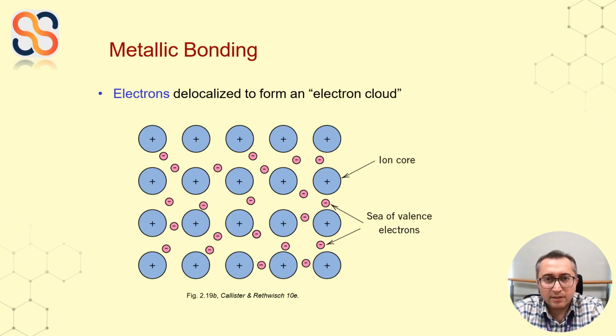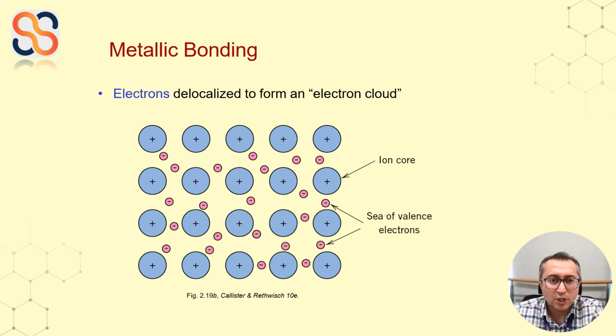Well, let's shift our focus to metallic bonding, which is quite different from the covalent and ionic bonds we have discussed so far. In metallic bonding, we have a unique scenario where electrons are delocalized, creating what we refer to as an electron cloud. This delocalization means that the valence electrons are not tied to any specific atom, but are instead shared among all the atoms in the metal. Here is how it works. The positively charged ion cores of metal atoms are surrounded by a sea of valence electrons. These electrons are free to move throughout the metal, contributing to the properties we associate with metals like conductivity and malleability.